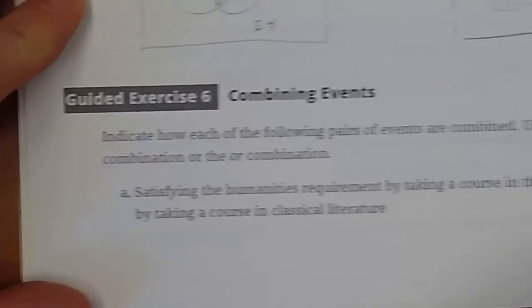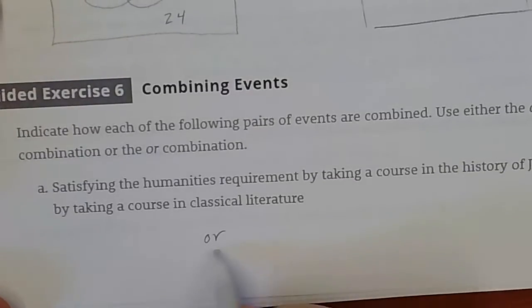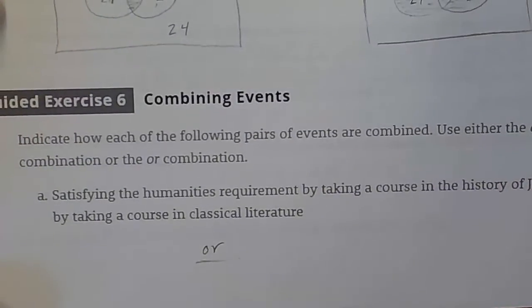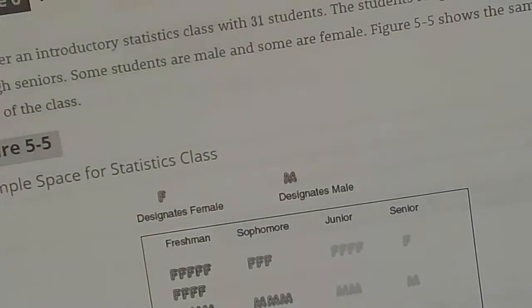All right, sometimes they come right out and use the word. Should be pretty obvious, right? We'd use the word or for this, one or the other. So we'd add those numbers together if we were finding the probability, which we will on the next page.